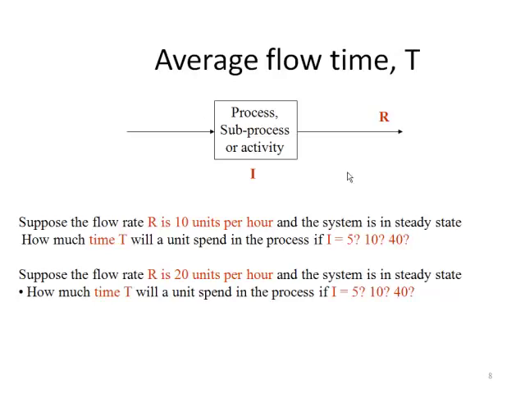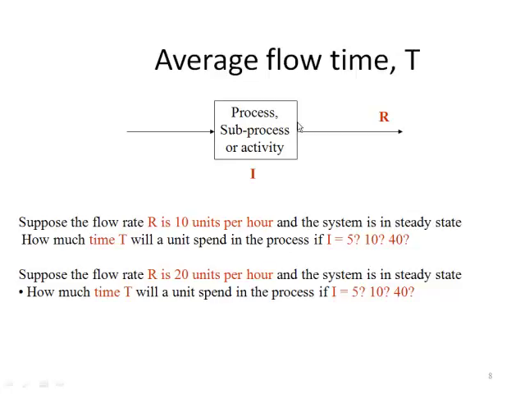Suppose we have a process with a flow rate R and inventory of I. Let's assume it's in steady state. Suppose the flow rate R is 10 units per hour and the system is in steady state. How much time T will the unit spend in the process if the inventory is 5? Well, one way to look at that is we're pulling 10 units through per hour. If we're pulling 10 through per hour and the inventory is 5, then it's going to take only half an hour to get through that inventory. So I would say the time in the system is 1/2 of an hour.